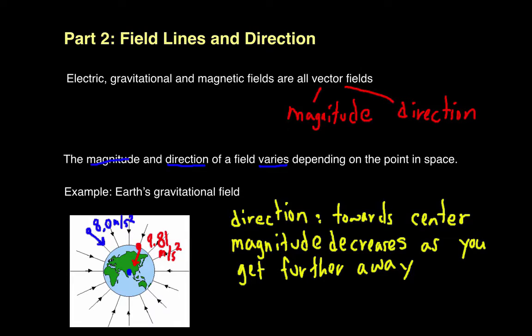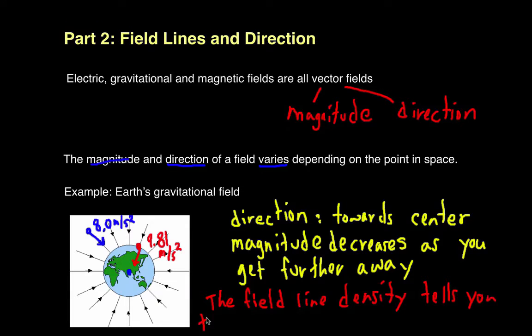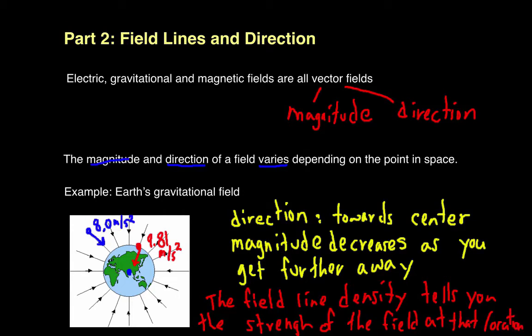In the diagram, we can see that the lines, these are called the gravitational field lines, are closer to each other when they're at the surface than when they are far away. This is called the field line density. The field line density tells you the strength of the field at that location. The closer the lines are together, the stronger the field is at that location.